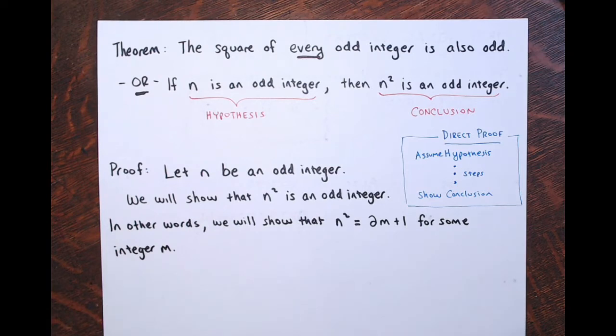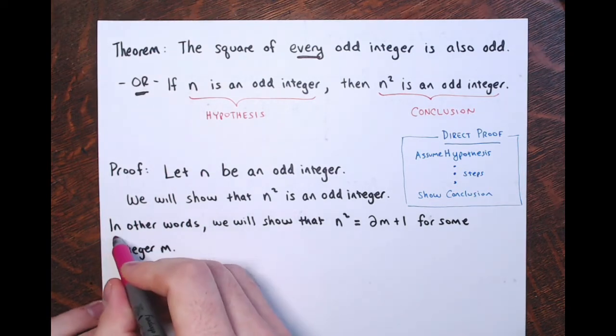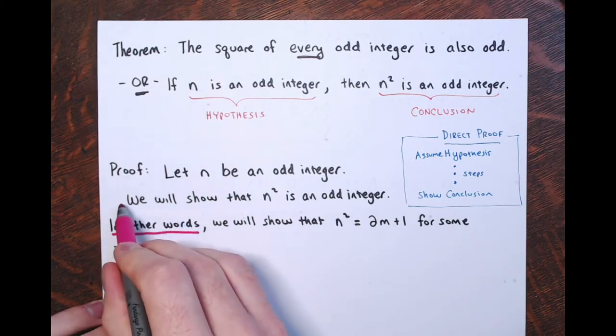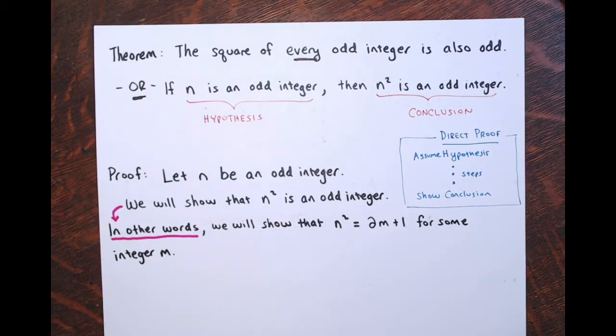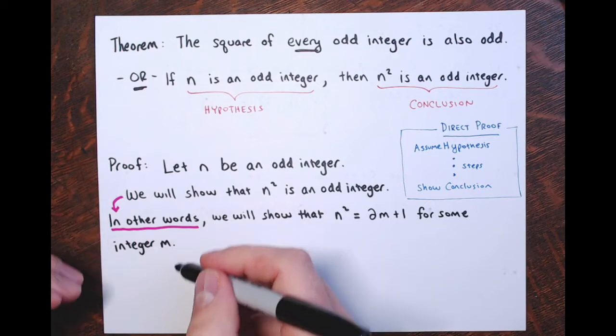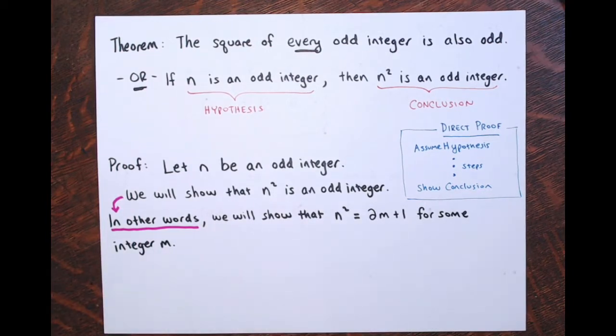Now, like I said, this "in other words" isn't proving anything. I'm just saying this statement again, but in another way. What would it mean for n squared to be odd? That means that we're trying to show that n squared equals 2 times m plus 1 for some integer m. Okay, so I'll skip this. I'll start a new line.